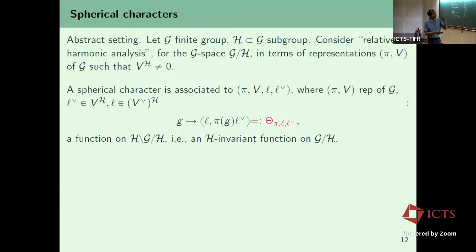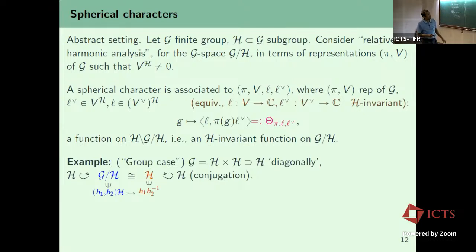Let me give an example. Before that, let me just mention, here l being an H fixed vector of V check is equivalent to l being an H-invariant functional on V, and similarly l check is an H-invariant functional on V check. This is what is actually more appropriate for smooth representation theory, because for smooth representations, it is easy to get H-invariant functionals, but not H-invariant vectors, just like for C_c infinity of G of F. You don't have a G-invariant vector, but you have a G-invariant element of the dual, namely the Haar integral. Okay, so here is an example of a spherical character.